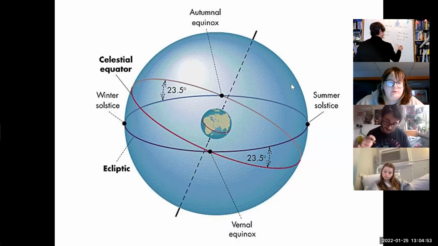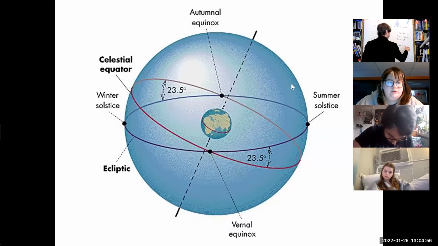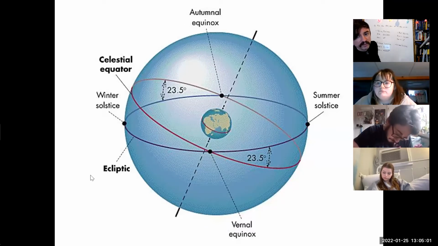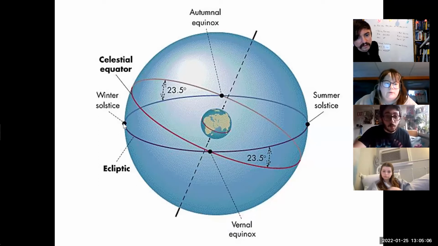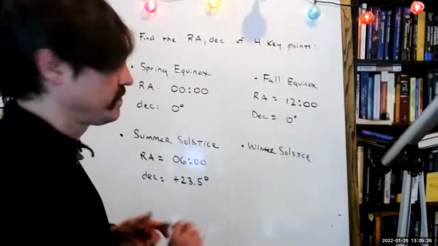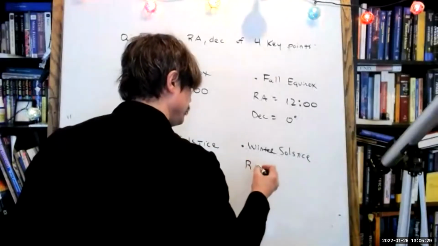And then last, we're going to try the winter solstice. I think today's lab will help with this too, because we'll be using these coordinates to look up some stars. How about the winter solstice? Would that be 18 hours? Very good. Yeah, because we start at the spring equinox. We're going 3/4 of the way around in tangerine slices. So that's 18 hours right ascension. How about the declination? It would be minus 23.5 degrees.